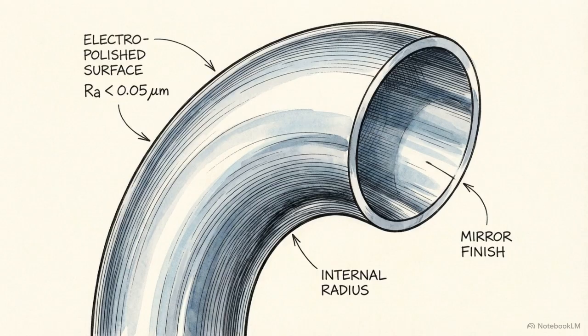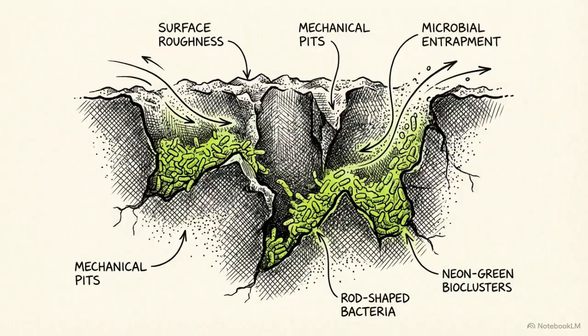To maximize the effectiveness of this flow, the internal pipe surfaces must be electropolished to a surface roughness of less than 0.6 micrometers. We strictly need chaotic flow, but we require that dynamic chaos to be generated entirely by high velocity. If turbulence is caused by internal surface roughness, those structural imperfections will simply act as permanent traps for bacteria.